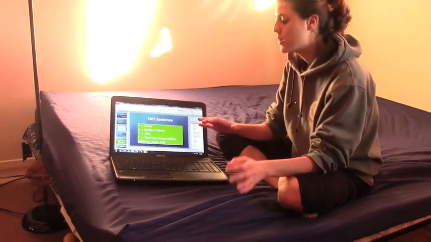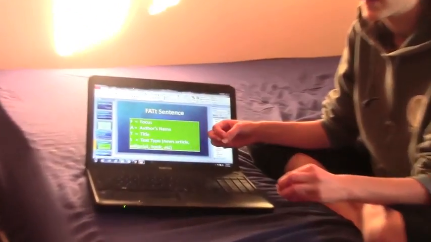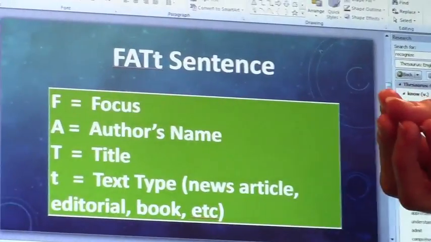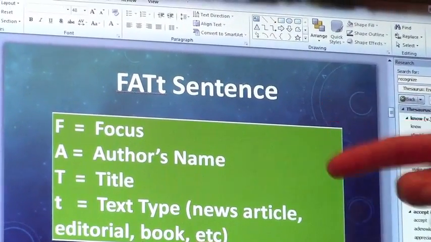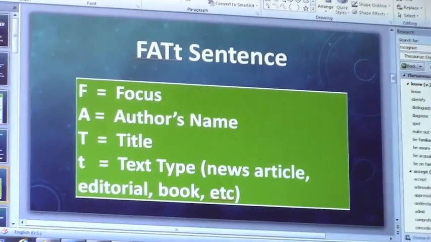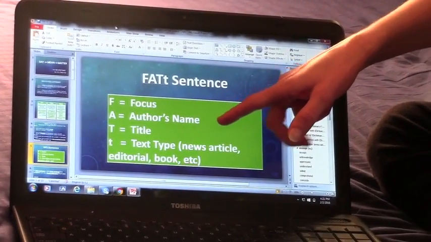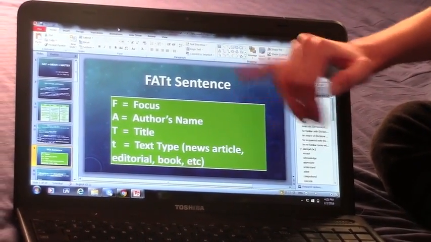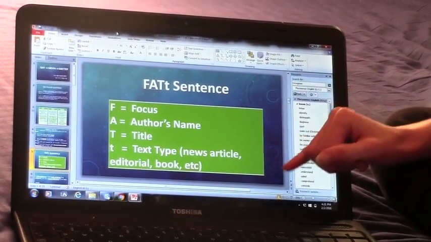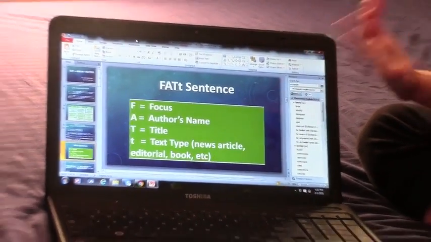And then this next part has to do with starting out a paragraph. This is called a fat sentence, and I explain that this is an acronym and it stands for focus. A stands for author's name, T stands for title, and the lowercase t stands for the text type. So Amigo Brothers would be a short story.